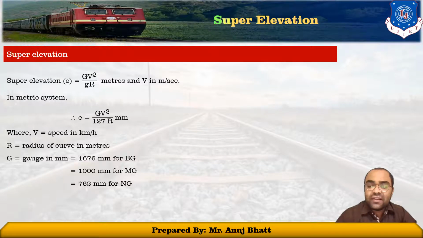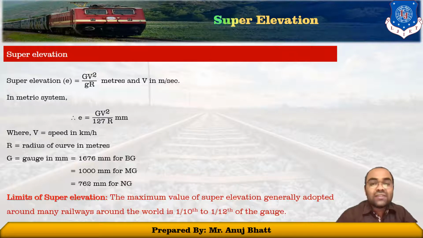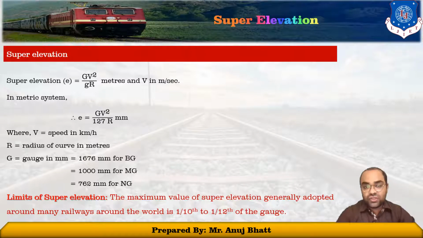Okay, there are some limitations for providing the superelevation. The maximum value of superelevation generally adopted on many railways is 1/10 or 1/12 of the gauge of the track. So this is a kind of limit for providing the superelevation.